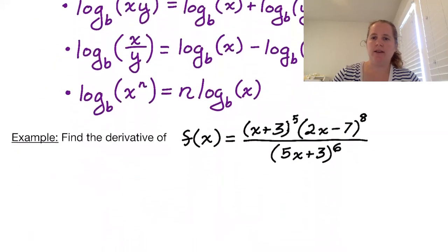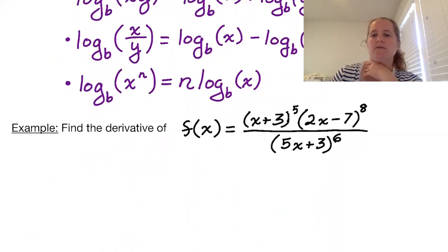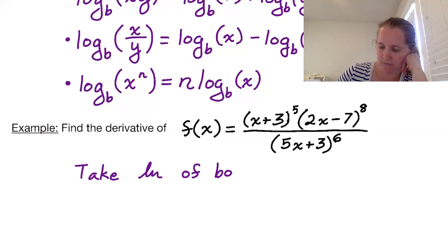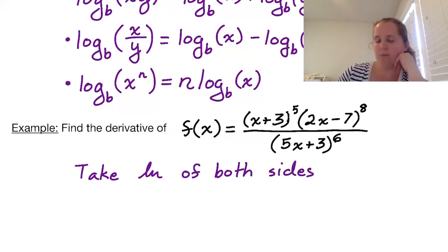So let's go ahead and find the derivative of f of x equals (x plus 3) to the 5th times (2x minus 7) to the 8th over (5x plus 3) to the 6th. In this problem, we would have to do a product rule, a quotient rule, and multiple chain rules if we wanted to find this derivative. So what we can do instead is take the natural log of both sides.